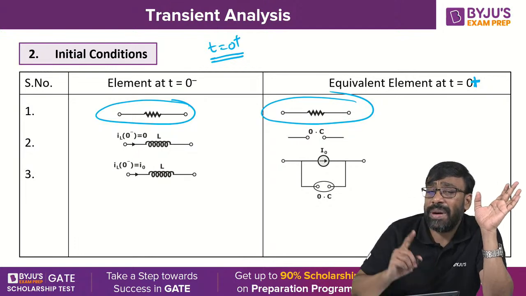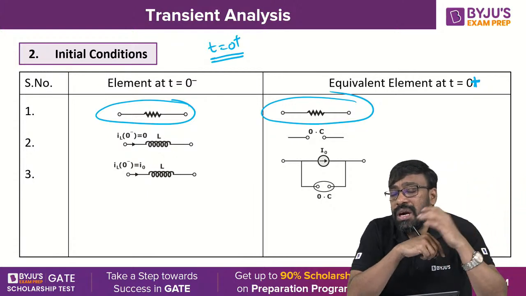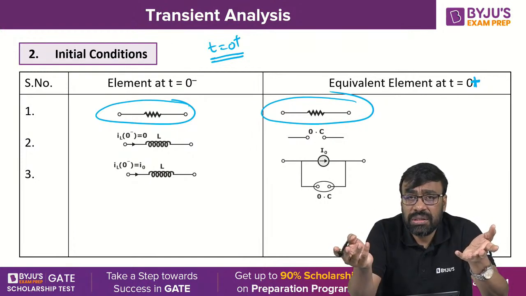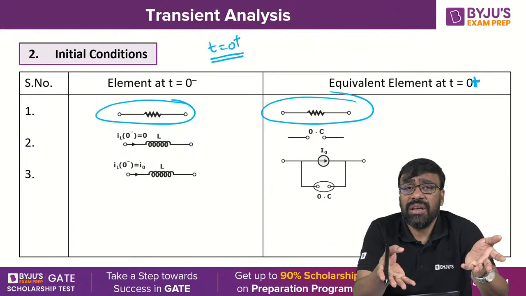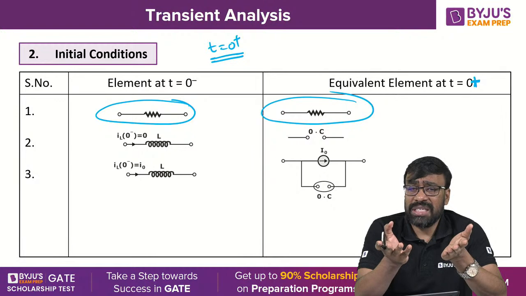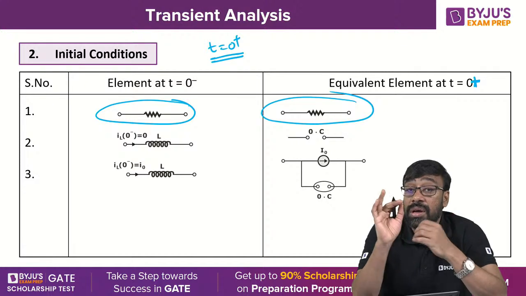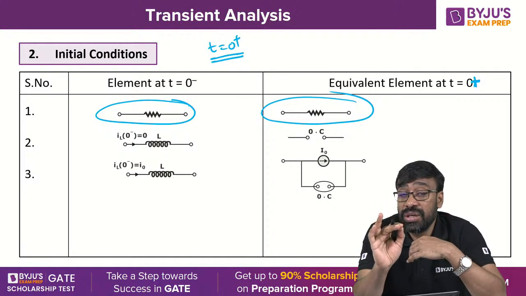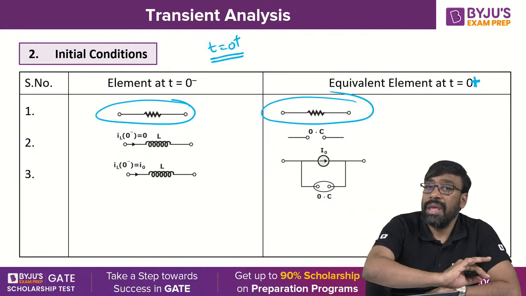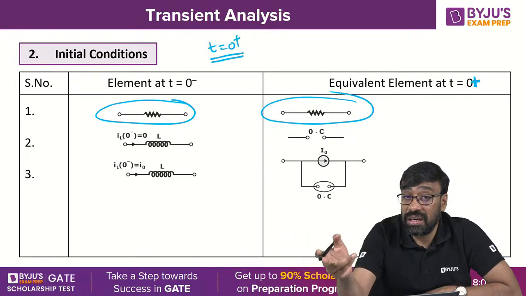Inductor, how does it become? It depends upon the current flowing through the inductor at t equal to 0 minus. How do I find the current flowing through the inductor at t equal to 0 minus? I told you: minus infinity conditions. Draw the equivalent circuit for minus infinity. Switching operation is not done at t equal to 0 minus. Resistor remains resistor, inductor is short circuit, capacitor is open circuit. Find the current through the short-circuited inductor. That current is the current flowing through the inductor at t equal to 0 minus. Based on that, the equivalent circuit at t equal to 0 plus can be constructed for the inductor.